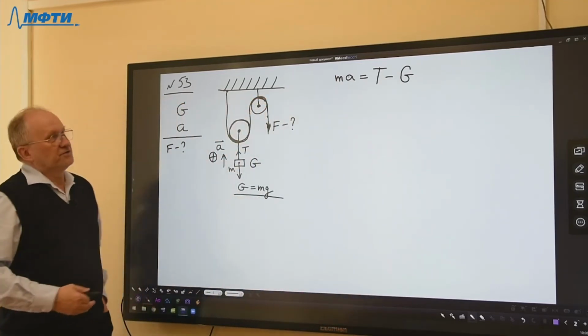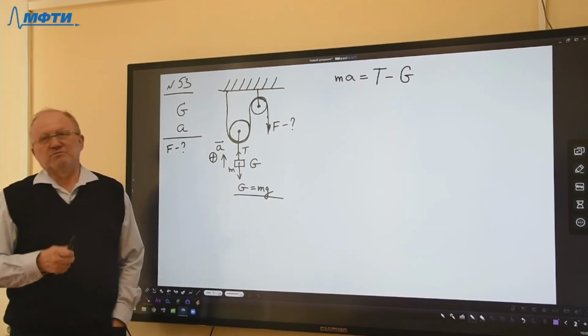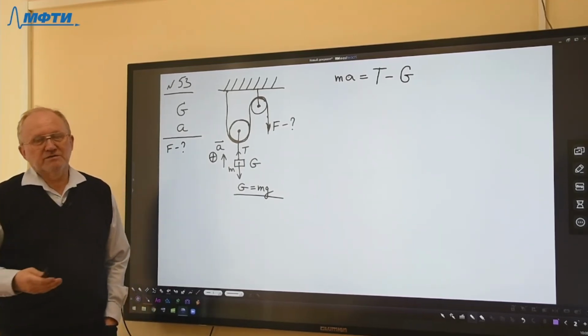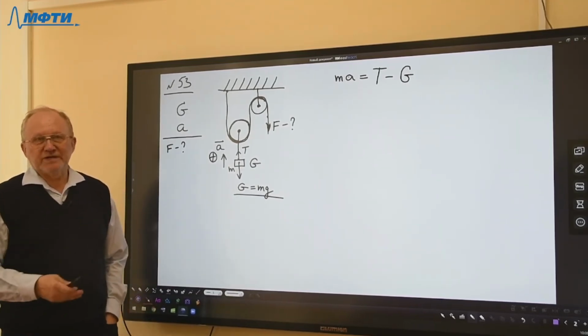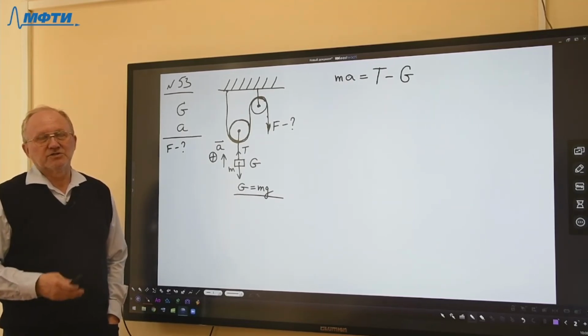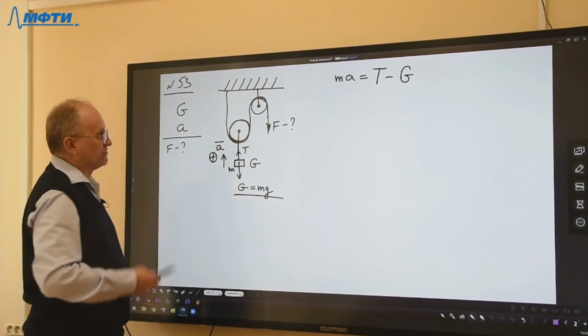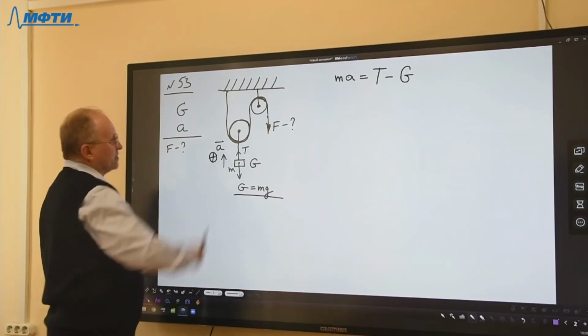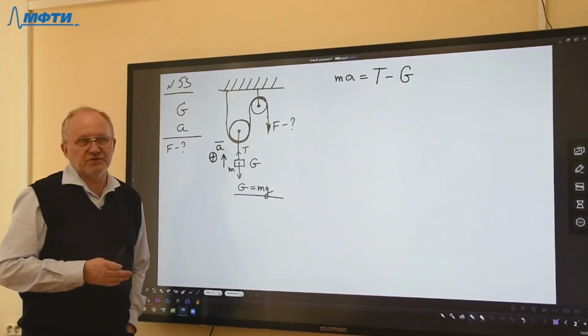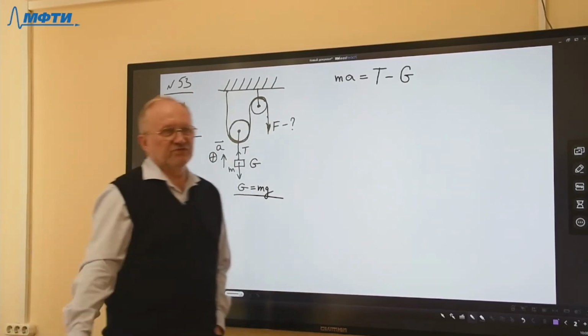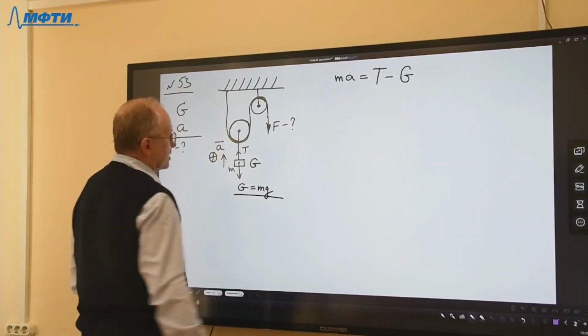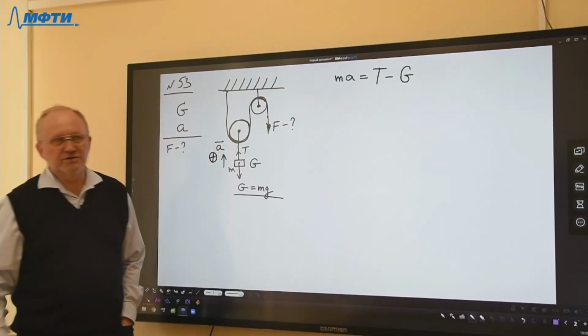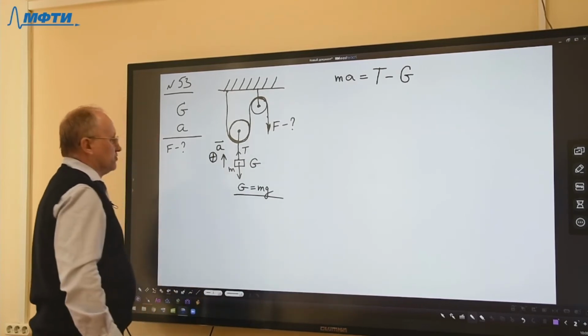So it doesn't matter which direction you choose as a positive direction. The final result will not depend on this choice of positive direction. Final result will be the same. So any direction can be chosen as positive, just for convenience. Just whichever direction you believe is convenient to choose as positive.